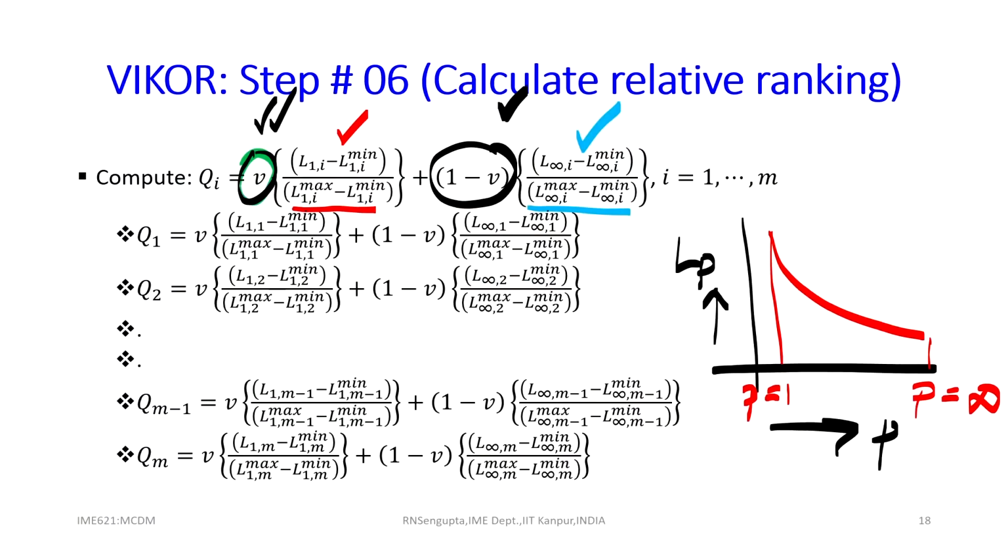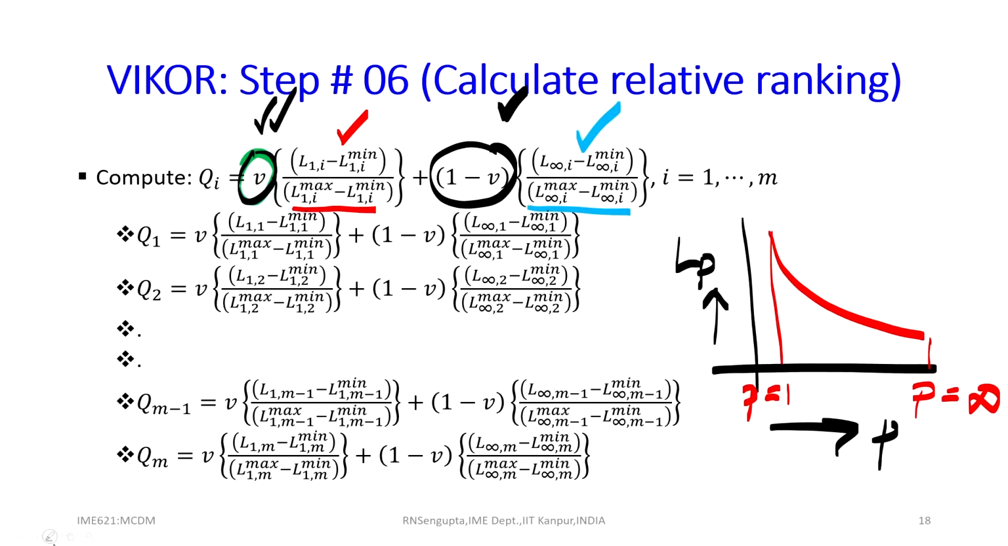Considering these values, there are m alternatives. So, I would have the values of Q from Q1 to Qm based on this, but once you have decided on the weight V, you will stick to that for all the alternatives. So, there is no change. Now, these are based on the distance for the alternatives.